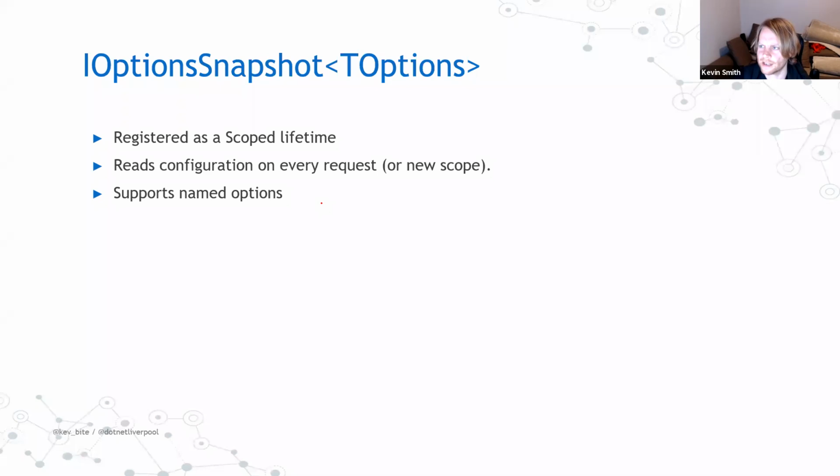There's also IOptionsSnapshot, and this is registered with a scoped lifetime. So in ASP.NET Core, every time you call your API, you get a new scope on your IOC container. That means you'll get another options class created every single time, and that reads the configuration at that point. So the whole of your HTTP request is always going to be in the same state for the options, but the next request in might change configuration.